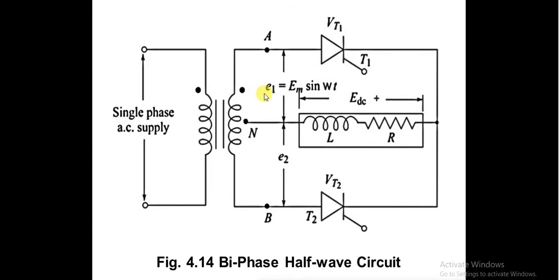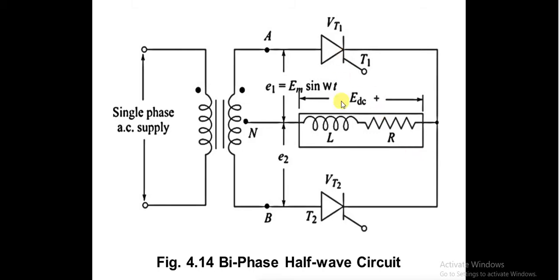Voltage E1 is equal to Em sin omega t. Similarly, voltage E2 will be equal to Em sin omega t. So the total voltage across terminals A and B will be equal to twice Em sin omega t, as it is a center tap winding. This R and L represent an inductive load, and we will obtain the output DC voltage across this inductive load. Okay, so this is the circuit construction.